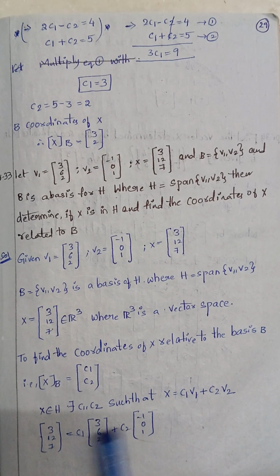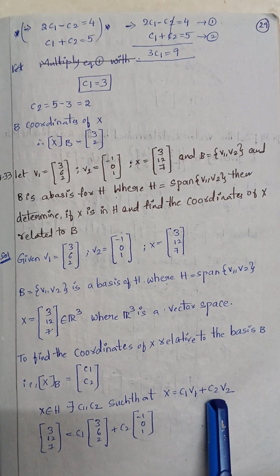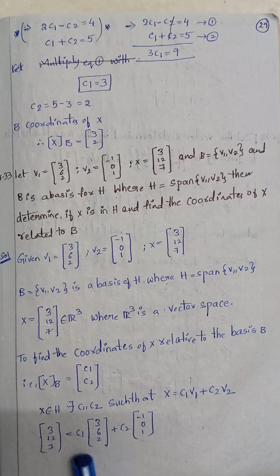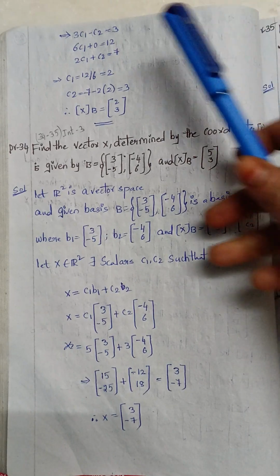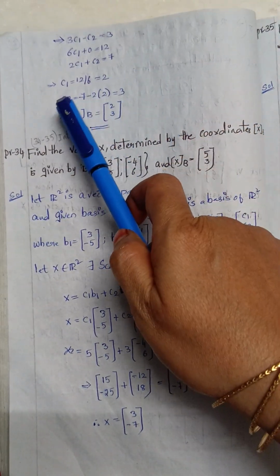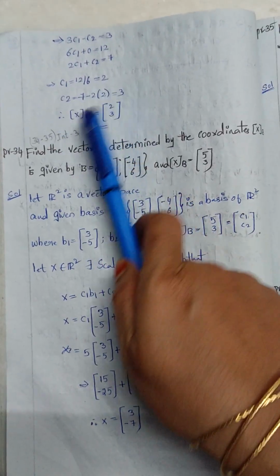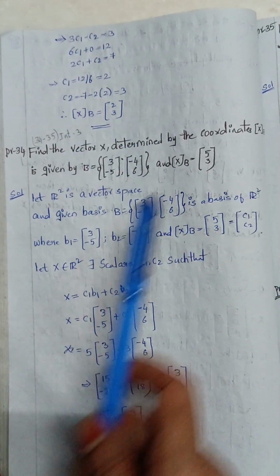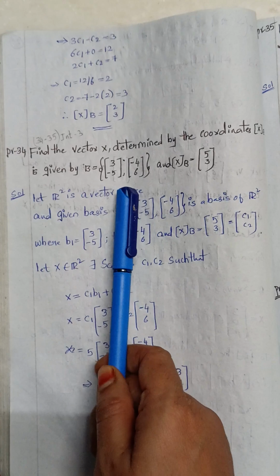Now substitute the x value here, c1 into v1 plus c2 into v2. Then 3c1 minus c2 equal to 3, 6c1 plus 0 equal to 12, 2c1 plus c2 equal to 7. By solving any two equations from these three, we are getting the C1 and C2 values, which is nothing but x over b. Similarly, we have a basis given here.